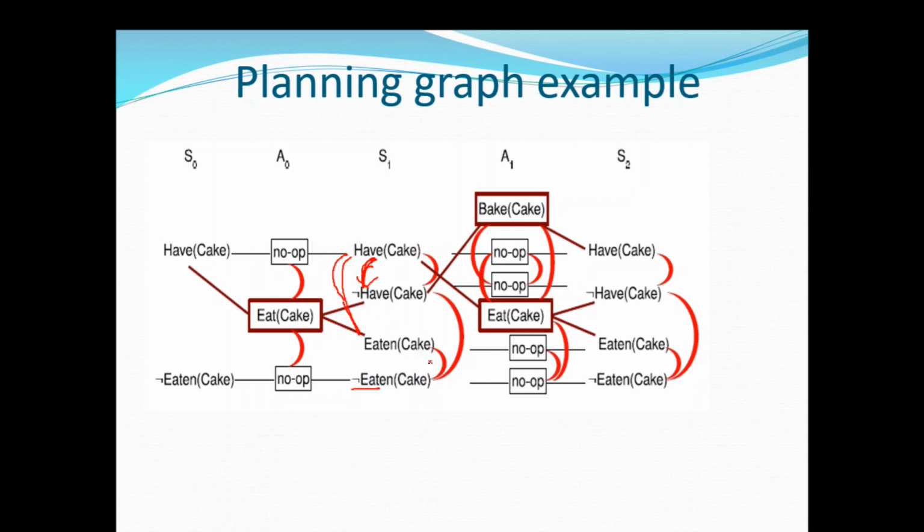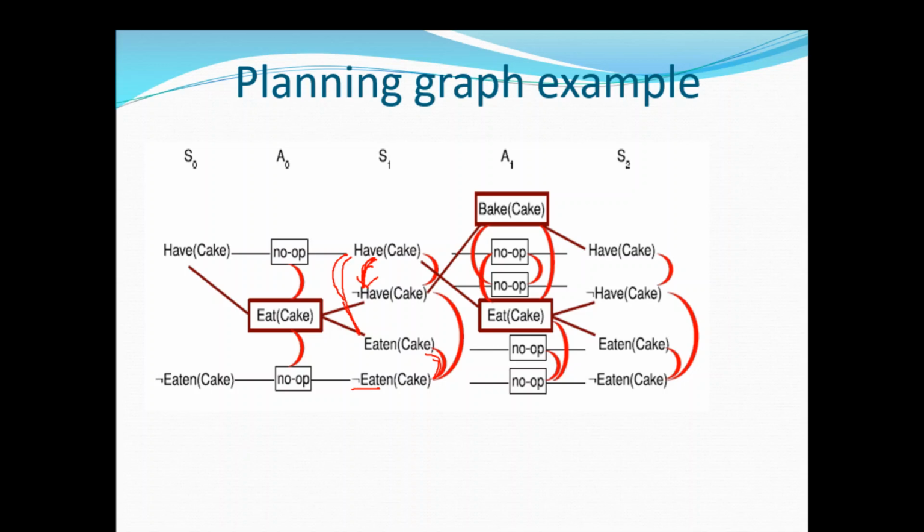So if you see eat cake and not eaten of cake, it cannot happen simultaneously. Not have cake and not eaten of cake. Not have cake means you don't have the cake. Okay. Not eaten of cake means the cake is not eaten.